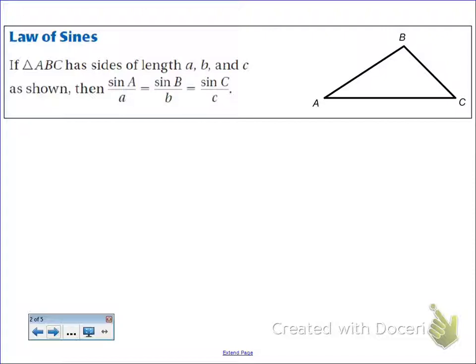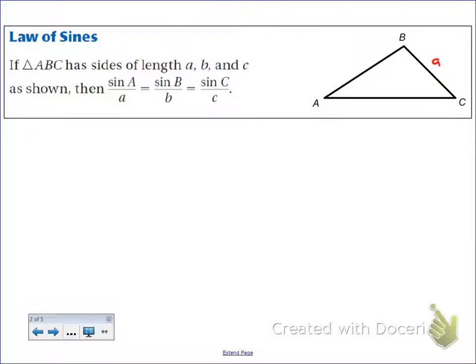So we'll start with side A, and side A is going to be located opposite angle A. So angle A is right here. So if I want to go opposite, I'm going to go across the triangle this way, and this would be my opposite side. Therefore, that's going to be my side length that I'm going to call A.